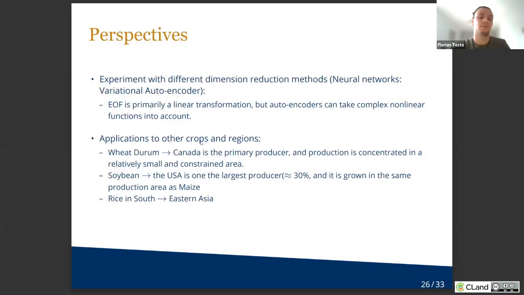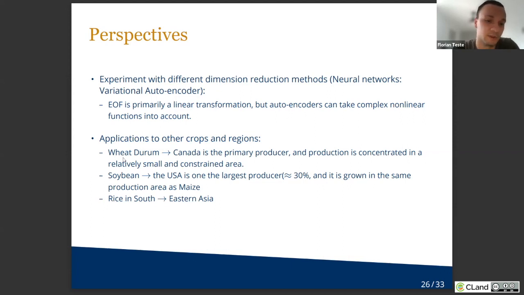Next, we want to experiment with different dimension reduction methods. So far we have used EOF, which is a linear transformation, but there are methods that can take into account non-linear relations, such as the variational autoencoder, which is a type of neural network. Then finally, we want to try our method on other types of crops and regions.